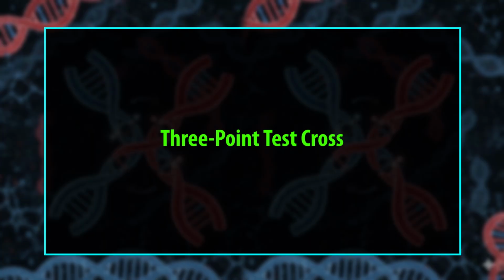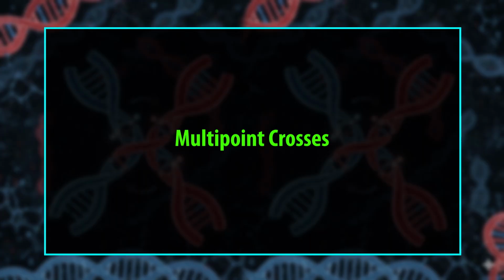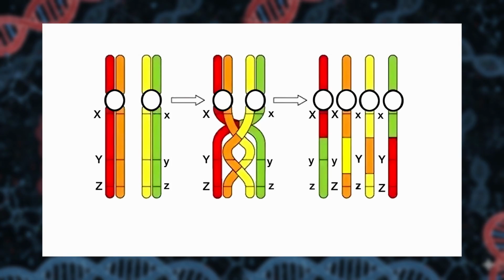Limitations. Double crossovers go undetected, leading to underestimation of distances. 3-point test cross involves three genes, the capital ABC/abc crossed with small abc/abc. Double crossovers identify order. Middle gene has parental flanks in doubles. More accurate, double crossovers can be detected, allowing gene order determination. Multi-point crosses involve 4 or more genes used to create detailed genetic maps of entire chromosomes.